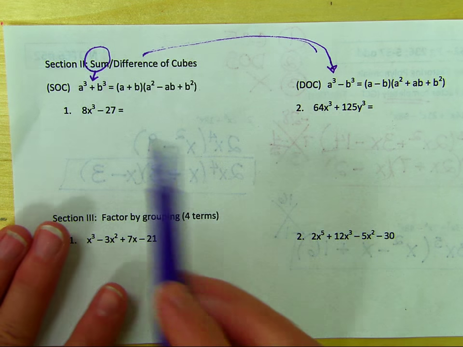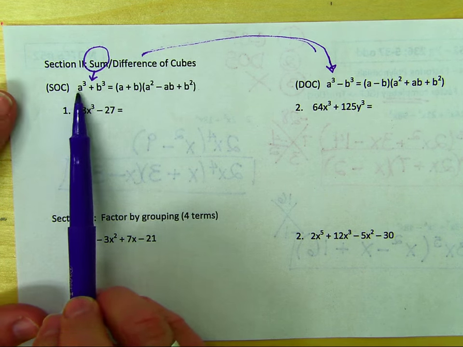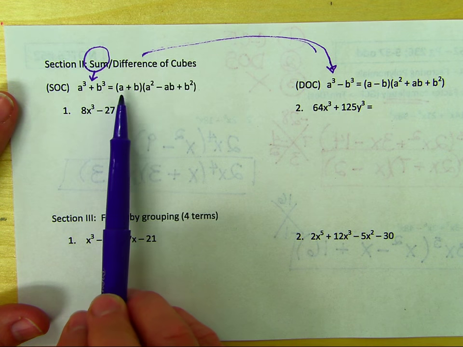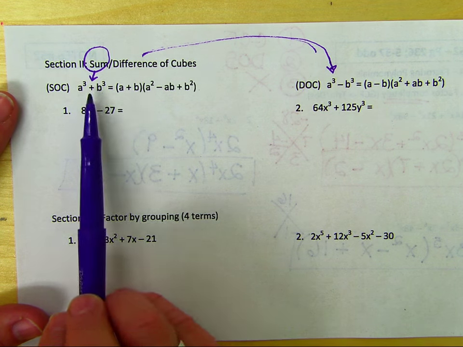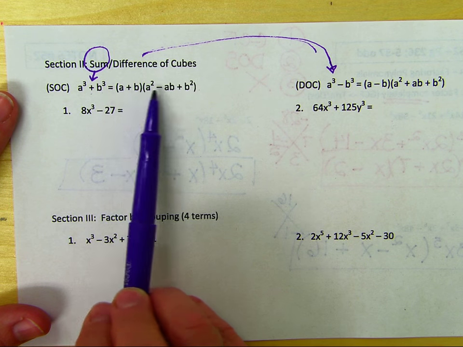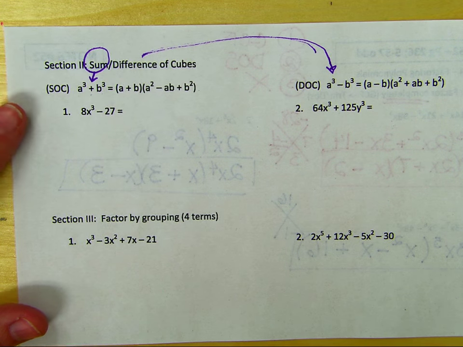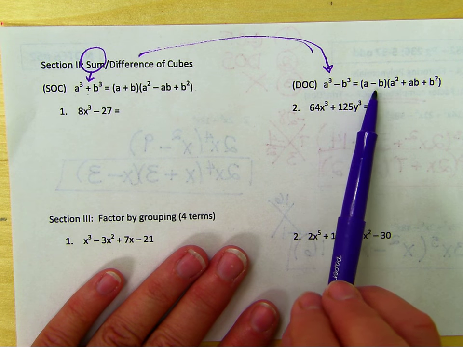So it's just a formula. You figure out what A and B are and you just plug it into the formula. Okay? The sum, where it has a plus here, it has a plus and then a minus. The difference, where it has a subtract here, you have a subtract and then a plus.